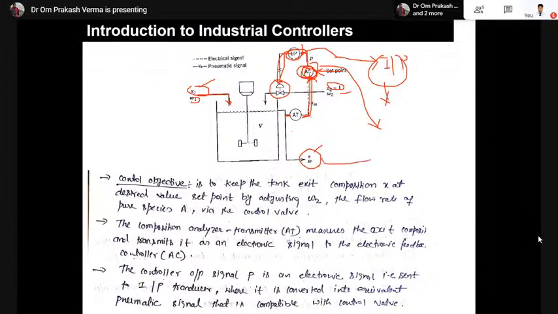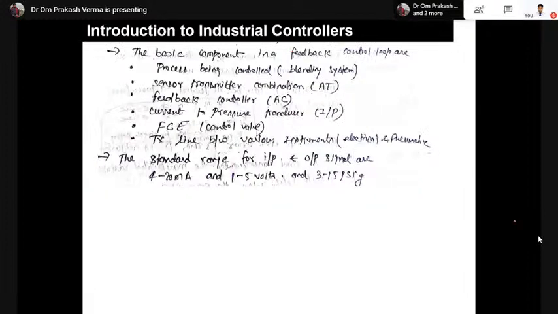So what is the aim, what is the objective? The objective is to keep the tank exit composition x at the desired value, the set point, by adjusting w2. So we adjust the feed flow rate of w2 and keep the concentration at x. Now, a composition analyzer transmitter measures the exit value, as we have already discussed. Now, what is the feedback control loop?